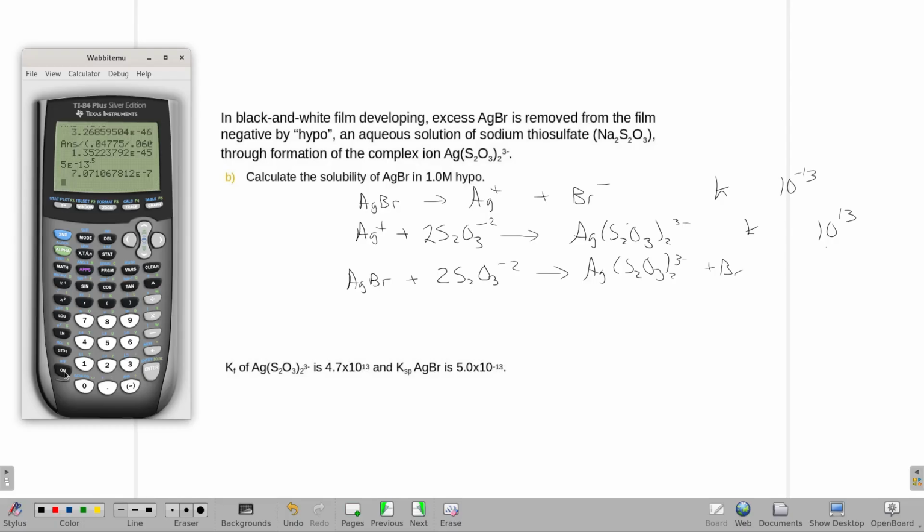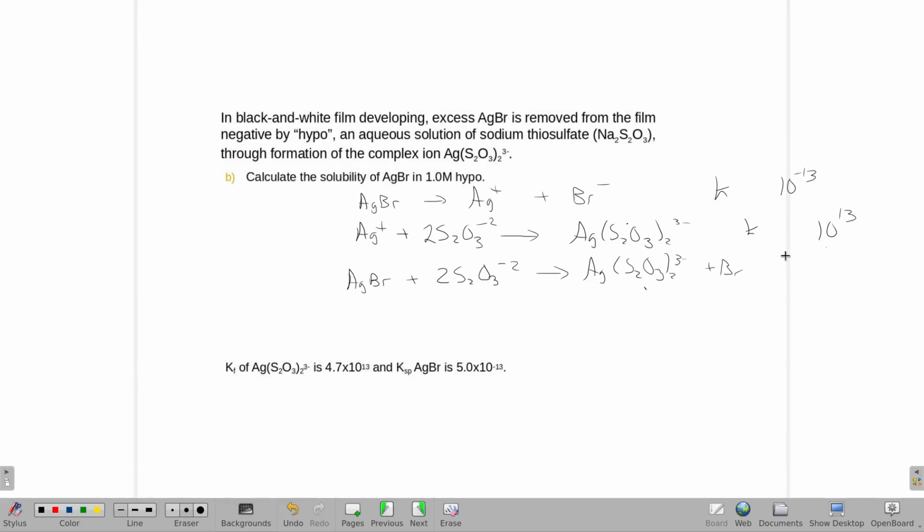So remember how if we add 2 equations together we can multiply our K's? So our K for this new process, 4.7 times 10 to the 13th times 5 times 10 to the negative 13th gives us 23.5. Now it's not as large as the K for forming the complex, but this does favor going forward.